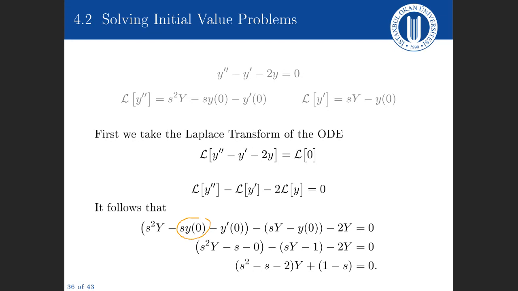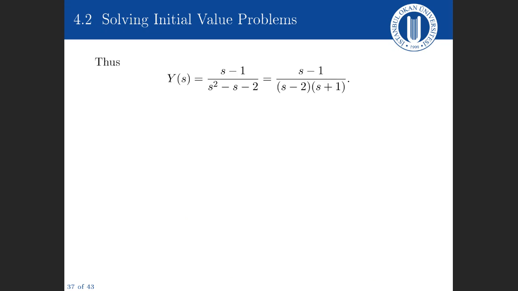Remember, y of 0 is equal to 1, y prime of 0 is equal to 0. Put these numbers in and rearrange. We are left with s squared minus s minus 2, times capital Y, plus 1 minus s, equal to 0. Rearrange this to solve for capital Y. Capital Y is s minus 1 divided by s squared minus s minus 2, or factorizing the bottom, s minus 1 divided by s minus 2, s plus 1.